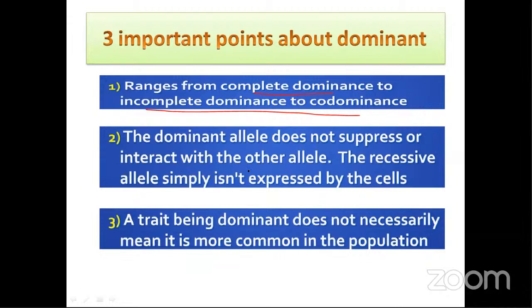And the dominant allele does not suppress or interact with the other allele. The recessive allele is simply not expressed by the cell. It means it is not that both are interacting with each other. It is not the case. Interaction will only come in the case of epistasis.